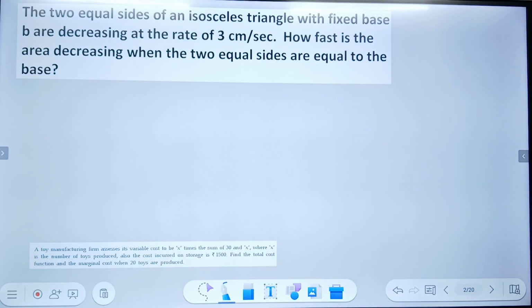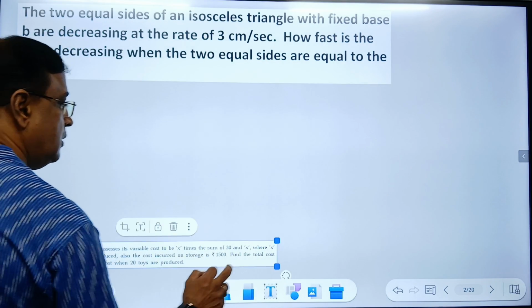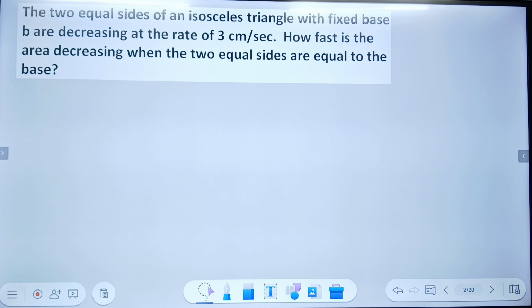So I think we know the basics, so let's do the problem. This is actually a very simple chapter also. Two equal sides of an isosceles triangle with a fixed base b are decreasing at the rate of 3 centimeters per second. How fast is the area decreasing when the two equal sides are equal to the base?